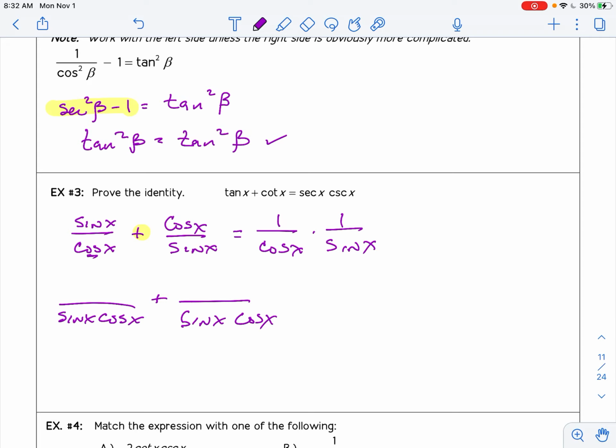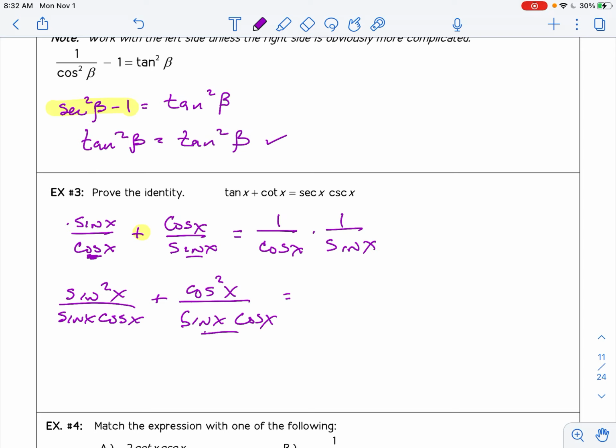I've got to get a common denominator. So what's missing from this? A sine. So I multiply the top by sine. I get sine squared x. On the bottom over here, I have a sine. Here's my new one. What's missing? A cosine. I have to multiply top and bottom by cosine to make it work. I get that.